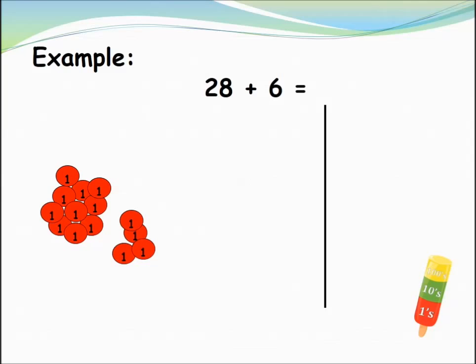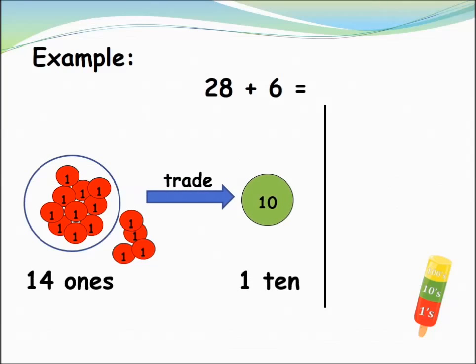However, we can only have one digit in the column, in the ones space. So we have to trade 10 of the ones for one 10 disc. This will allow us to have one digit in the ones place. So instead of having 14 ones, we're going to take 10 of those ones and trade them in for one 10 disc.